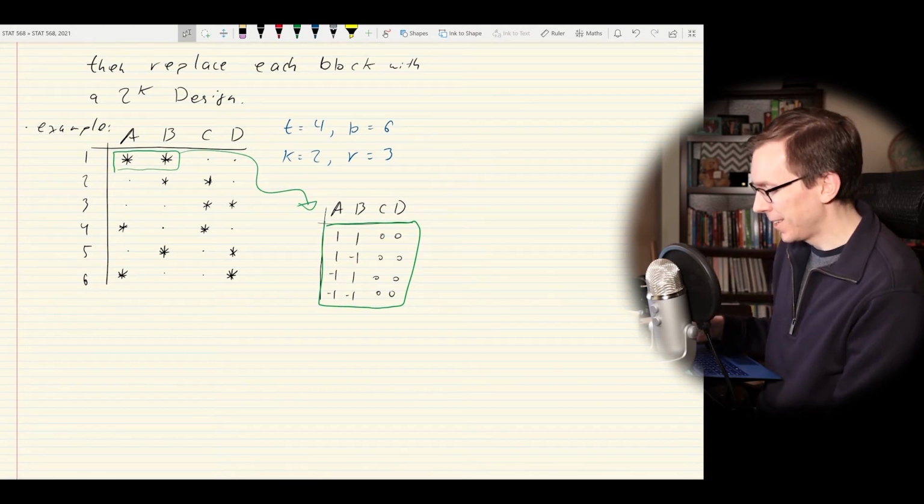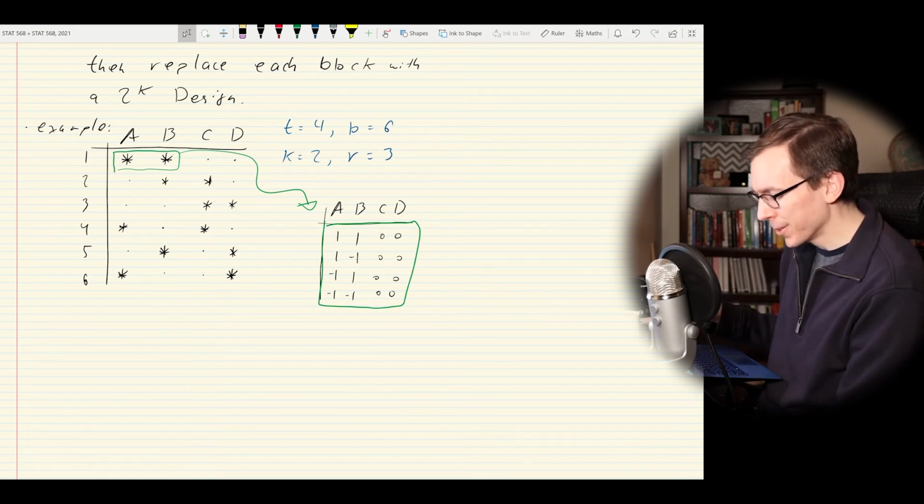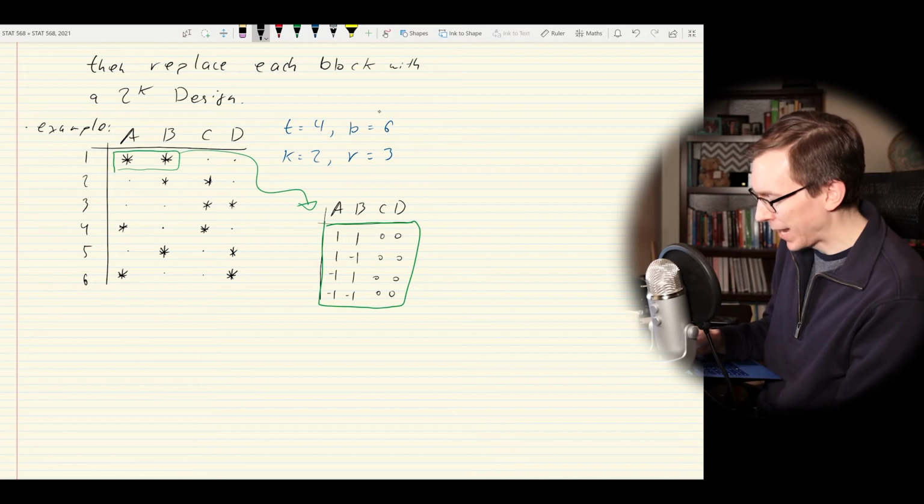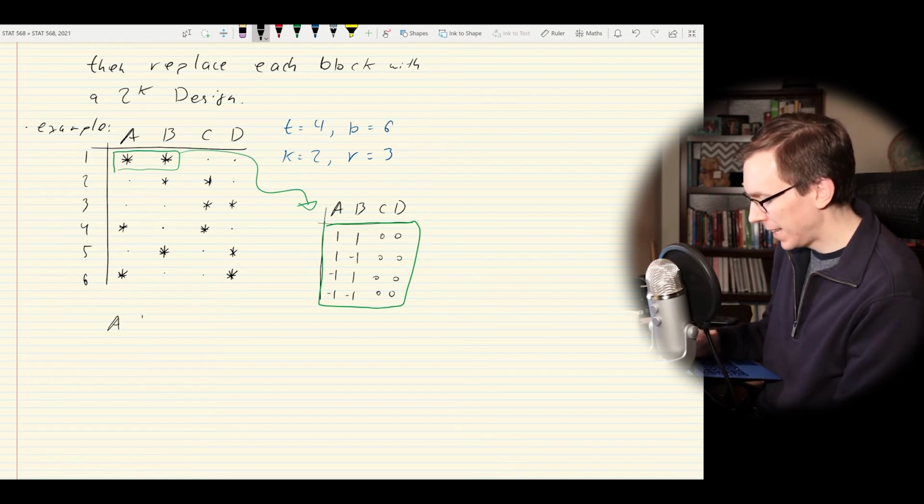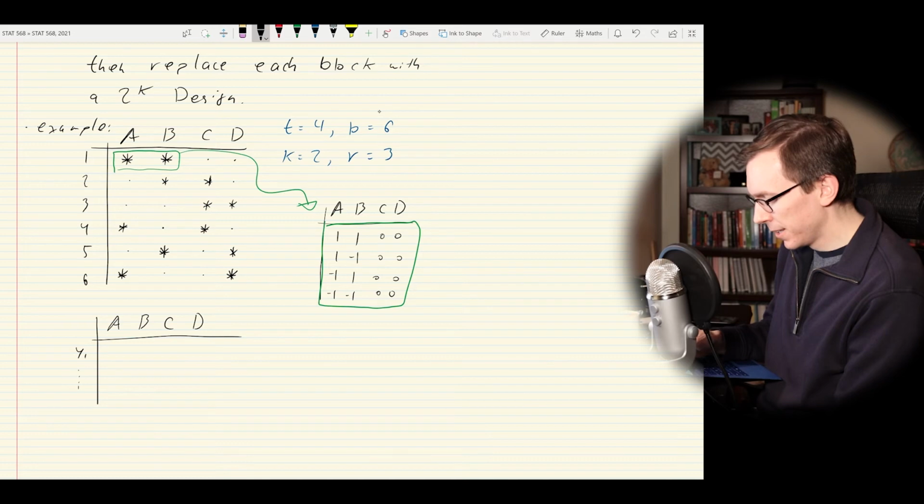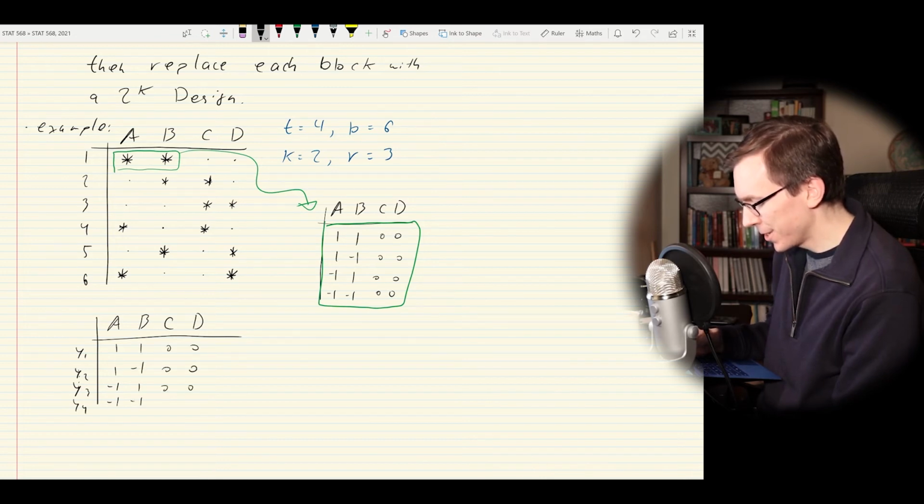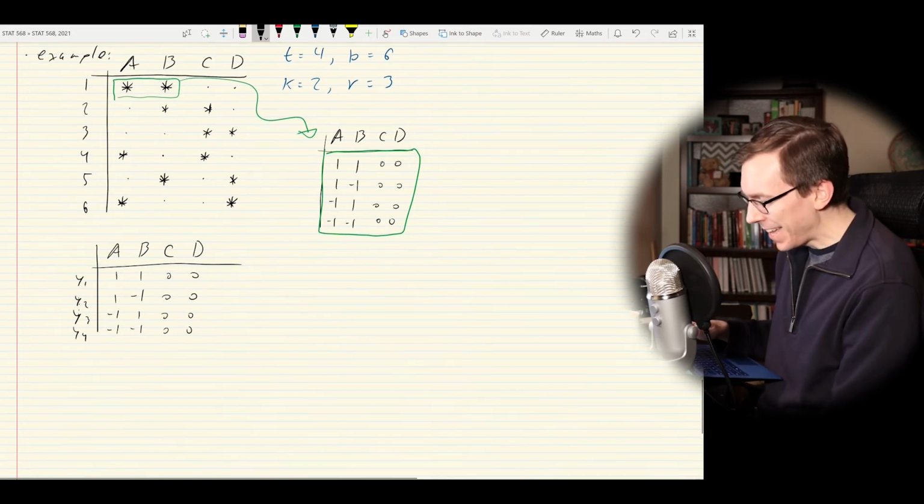I can start to write this all out. I don't really want to write out all 4 times 6, being 24 rows, but effectively what we would have is something that looks like A, B, C, D. And then the first 4 observations, Y1, 2, 3, and Y4, is going to be exactly this green box: 1, 1, minus 1, minus 1, 1, minus 1, 1, minus 1, 0, 0, 0, 0, 0, 0, 0, 0. And then what are the next?